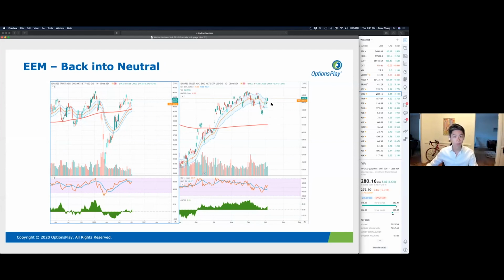When we look at emerging markets, they're also back into that neutral zone here. We had emerging markets trade sideways for a long time, then start to break down, but quickly reverse back up, so we're back into that neutral zone. So we're likely to see more sideways action on EEM, or emerging markets, unless it can break out higher above that 45.5 level for EEM.